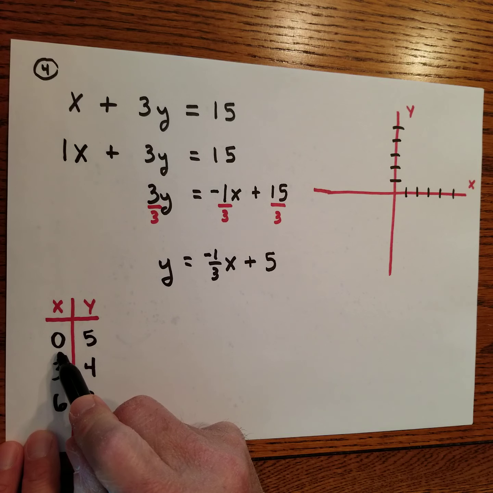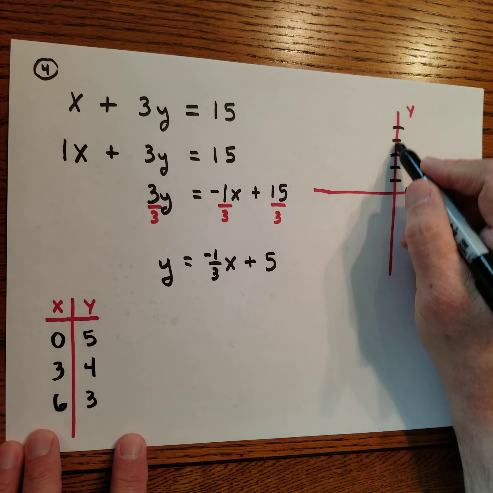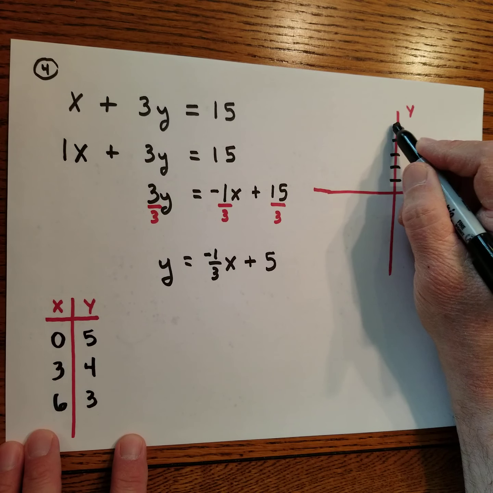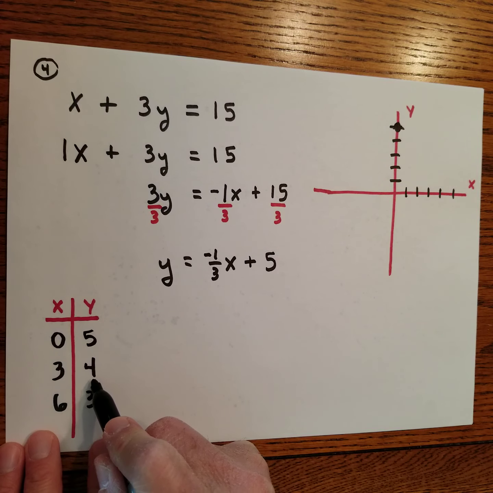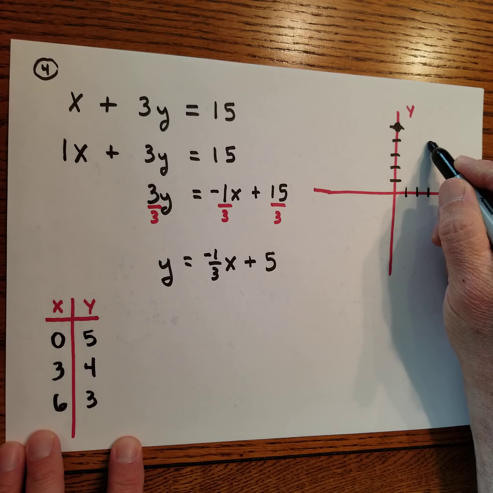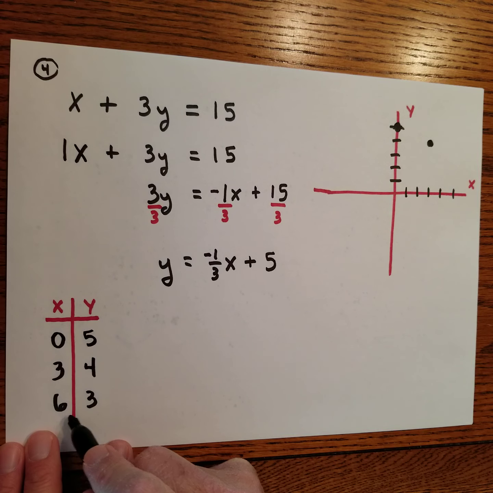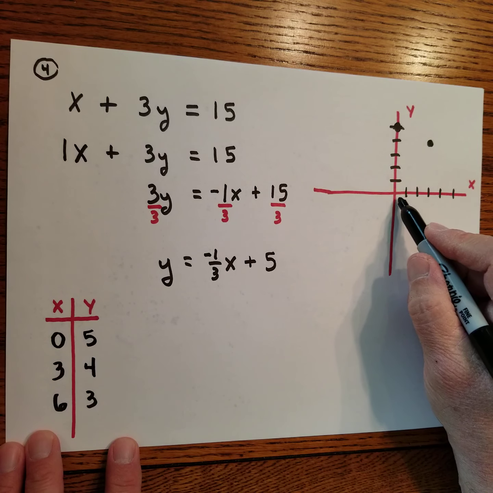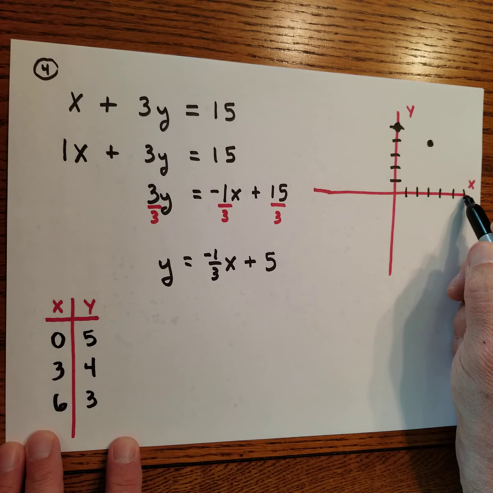When x is 0, y is 5. Here's x 0, y 5, up 5. When x is 3, y is 4. 3 to the right and 4 up. 1, 2, 3 to the right. 1, 2, 3, 4 up. When x is 6, y is 3. That's 6 right and 3 up.